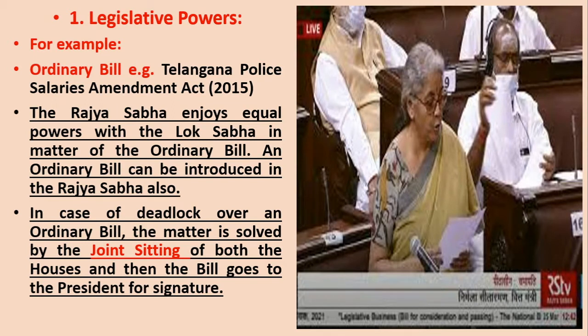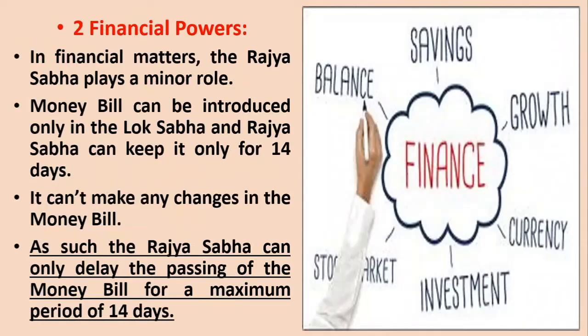Then this deadlock is solved by a joint sitting. In this sitting, both the houses sit together and pass the bill, and then the bill is sent to the president for his signature.